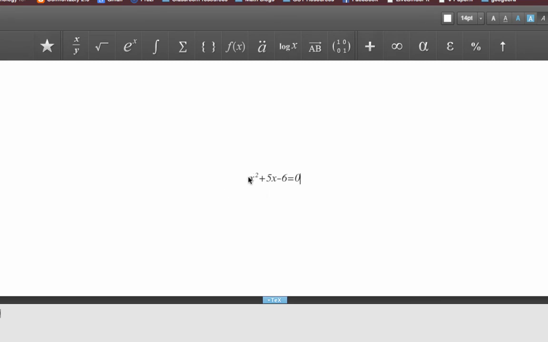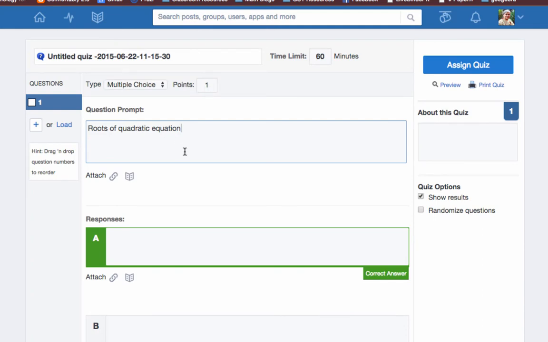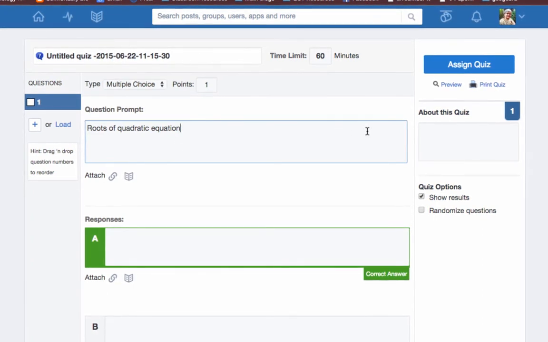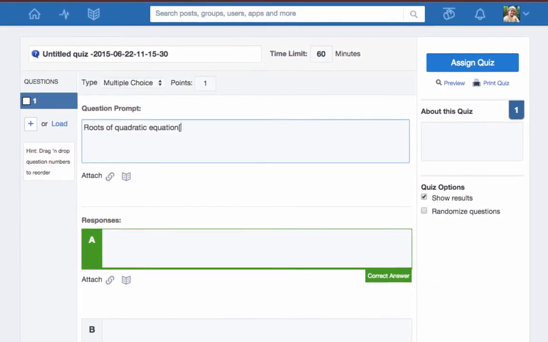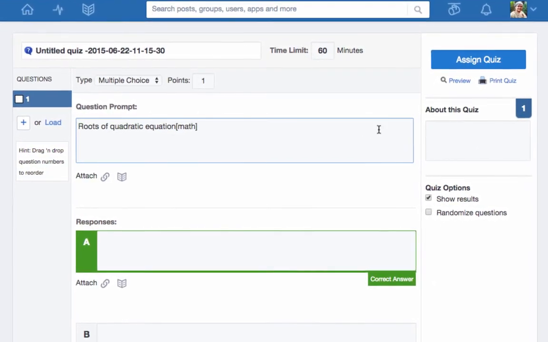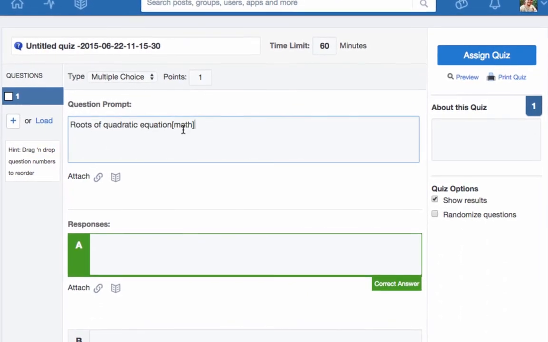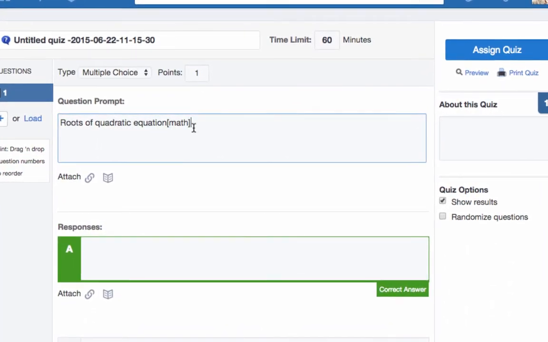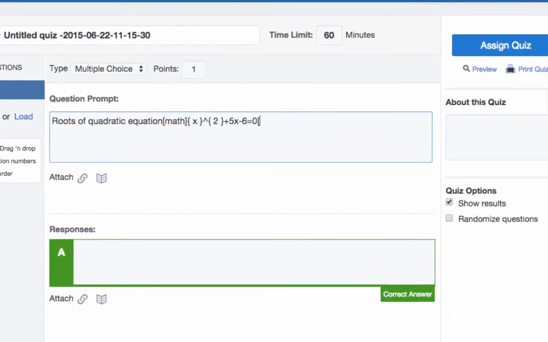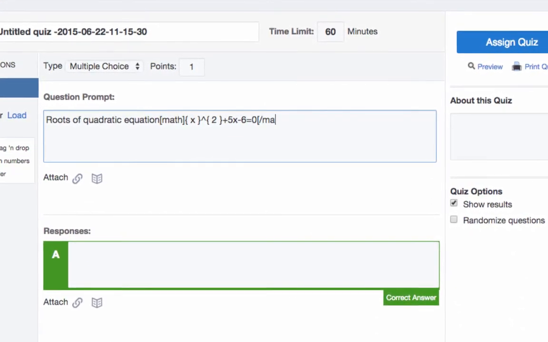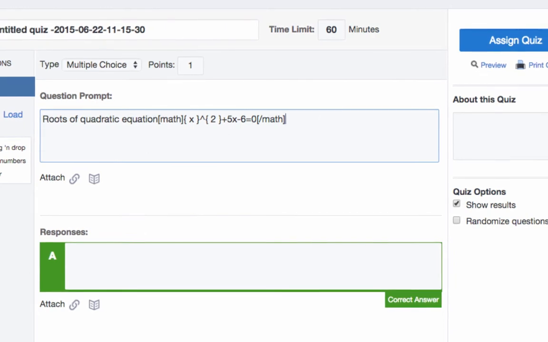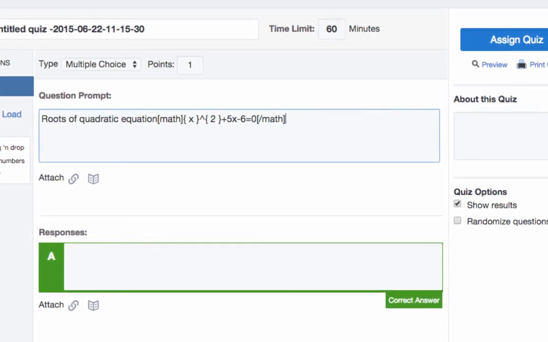Once I have the equation typed in, I select it, copy it, go back to the Edmodo quiz, and I now need to insert that equation here. And the equation will come between math tags, that is, start with the square bracket, math, close the bracket, paste the equation, square bracket, slash, math, close the bracket. So roots of quadratic equation are, and then put in the 3 or 4 possible answers.